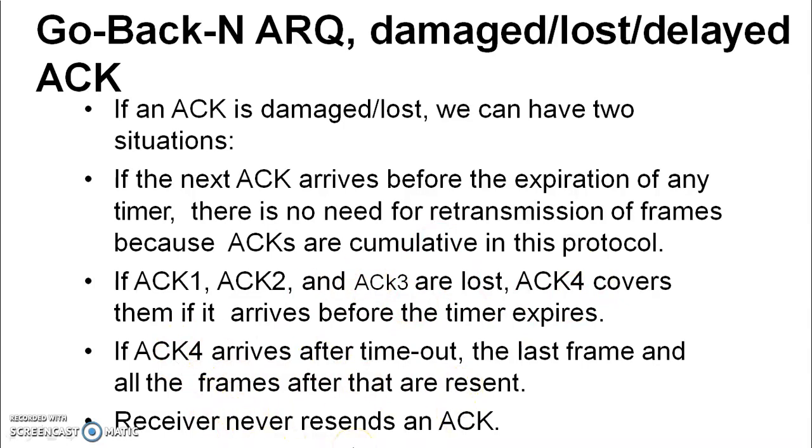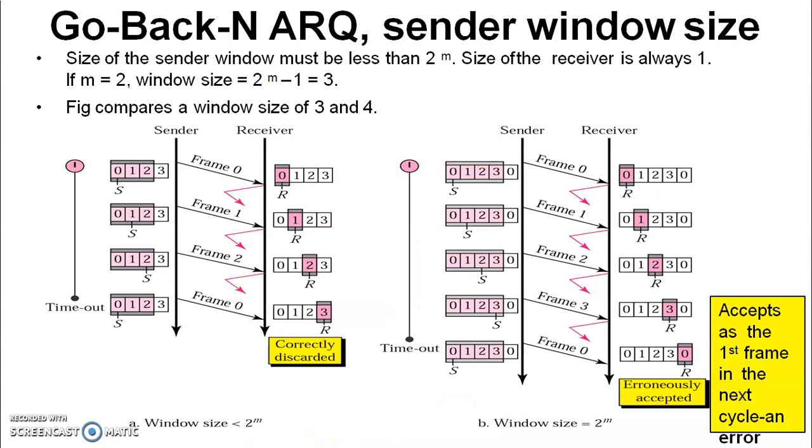The same points we can see through an example. So now we can see there can be a situation where we can have a window size. It's a common question: why should the window size always be less than 2 to the power of m? Why cannot I have a window size greater than that? We can take up two scenarios and explain this. So here the important thing is the size of the receiver window is always 1 and the size of the sender window must be less than 2 to the power of m.